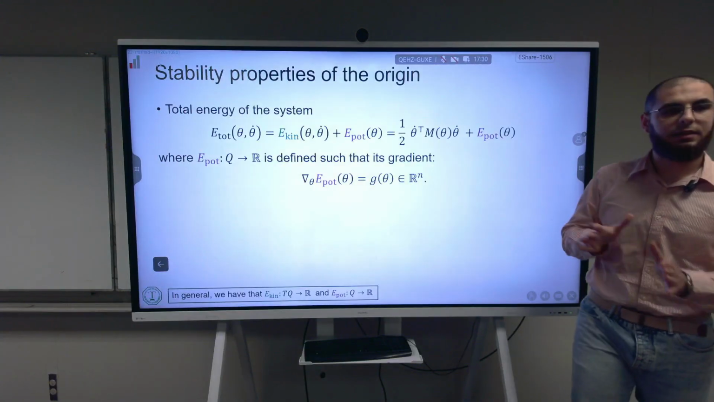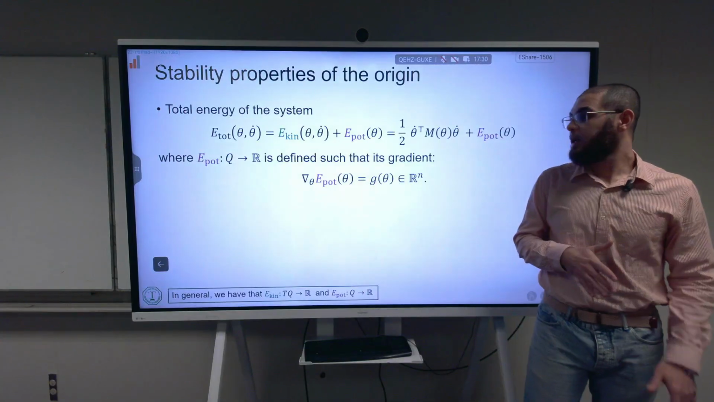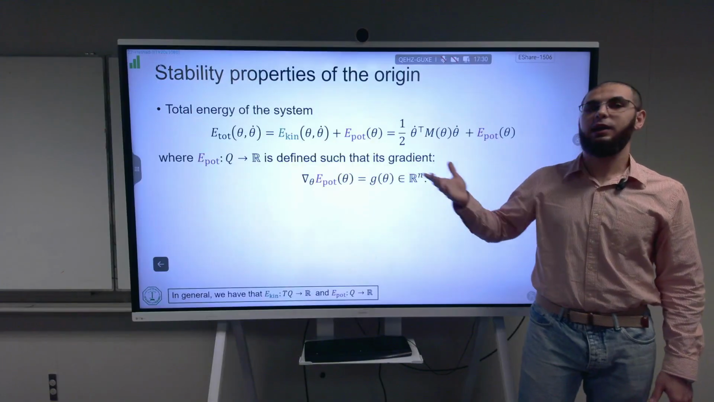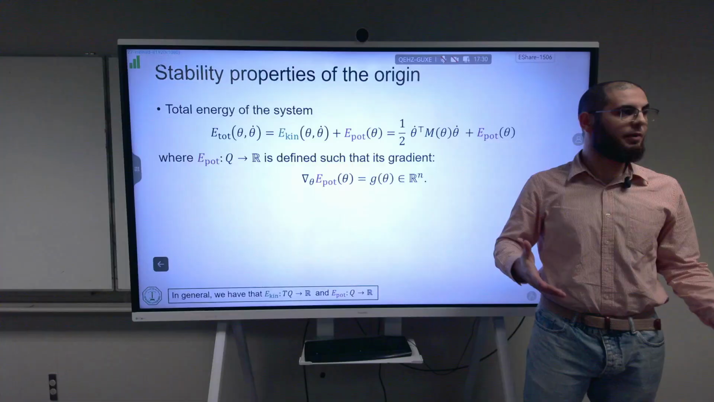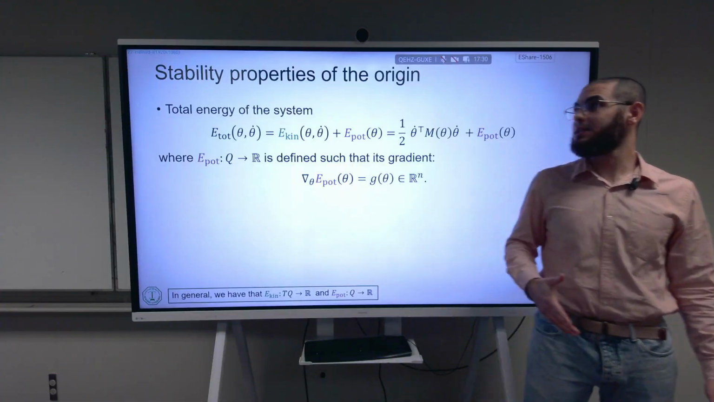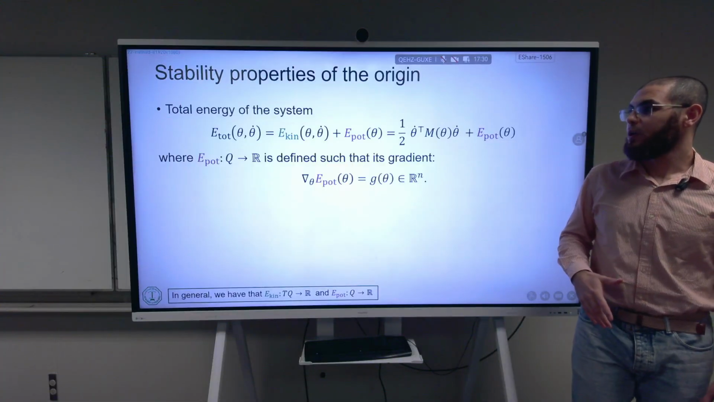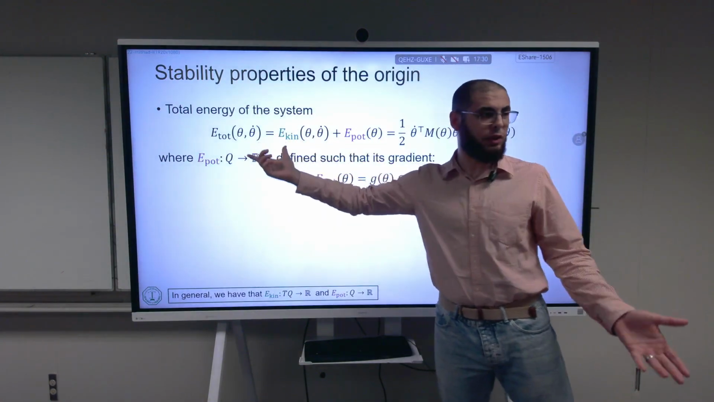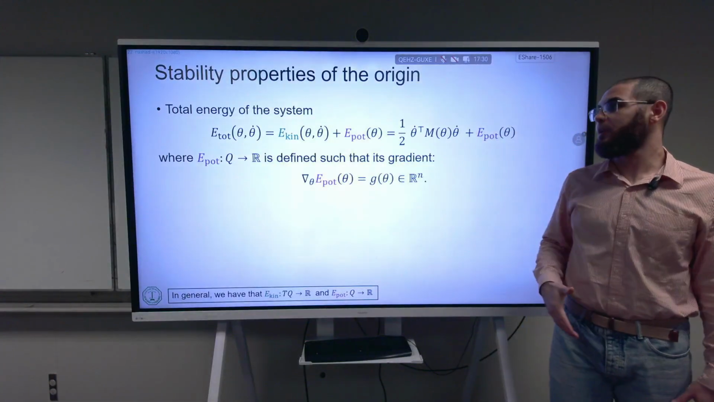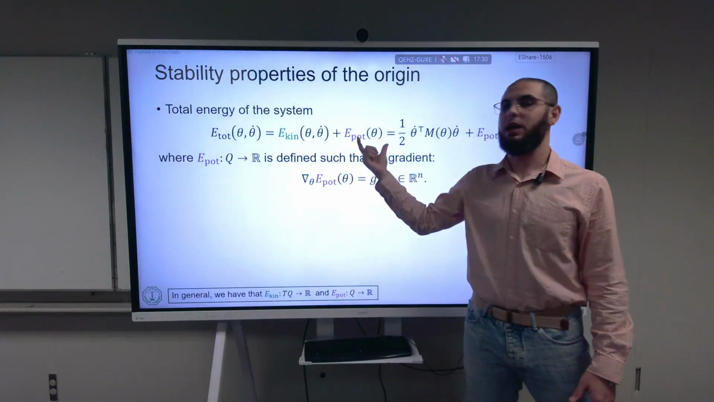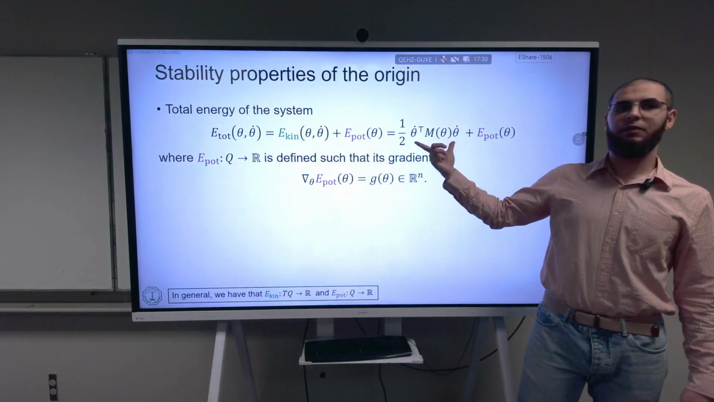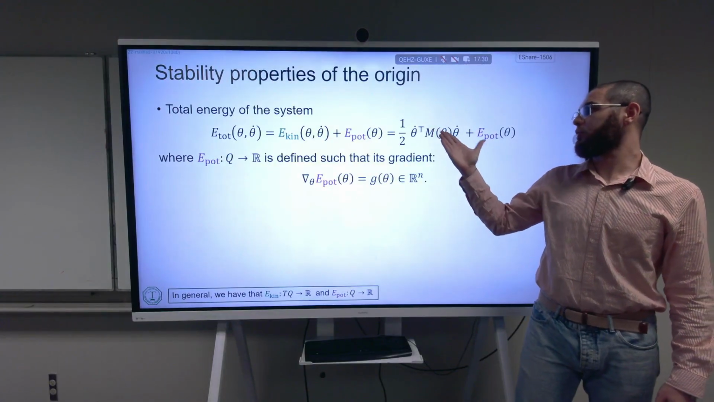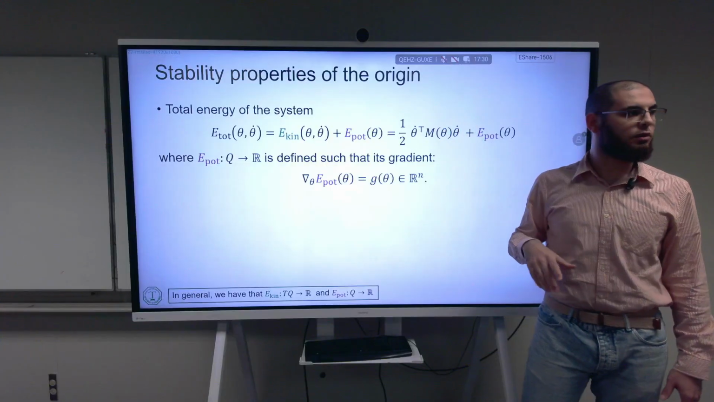So this was the analysis that we've seen, and let's now move on and look at what will happen dynamically. Let's start by doing a Lyapunov analysis for the system. We're going to be choosing the total energy of the system as the Lyapunov function. What is the total energy of an n-link manipulator? You simply have kinetic energy and potential energy. Kinetic energy is given by that expression: half theta dot transpose multiplied by M of theta times theta dot.